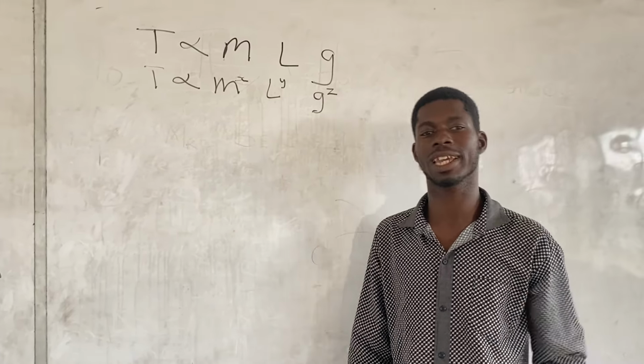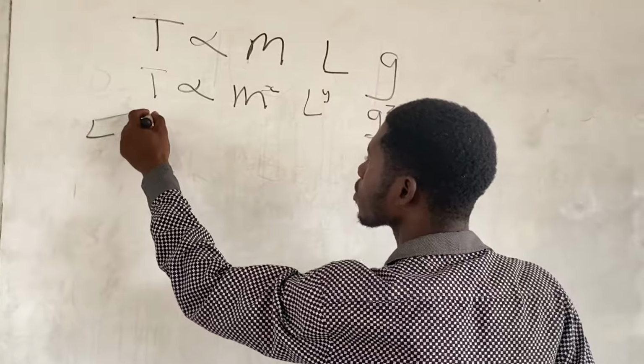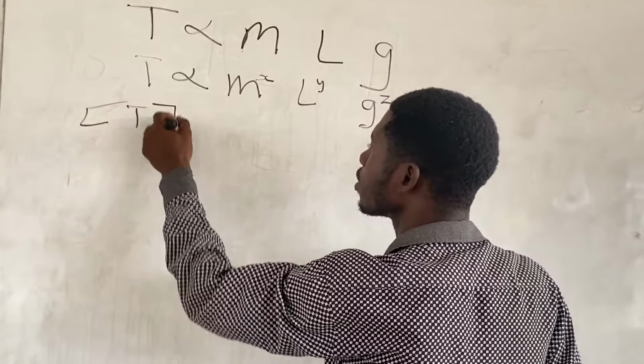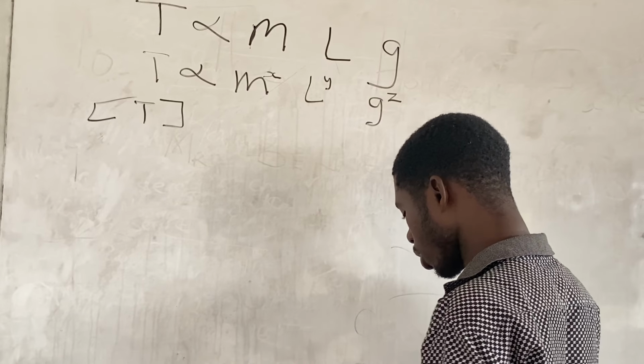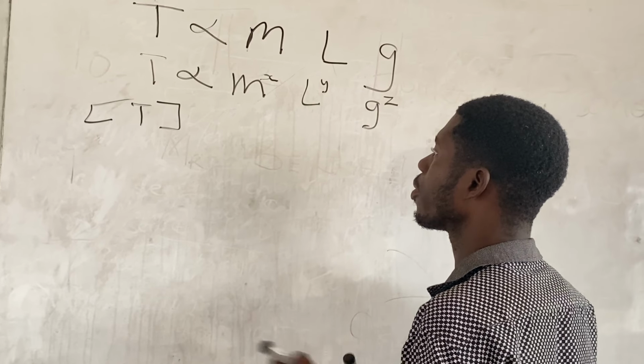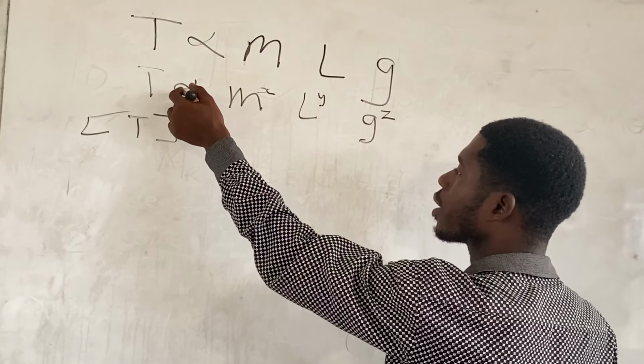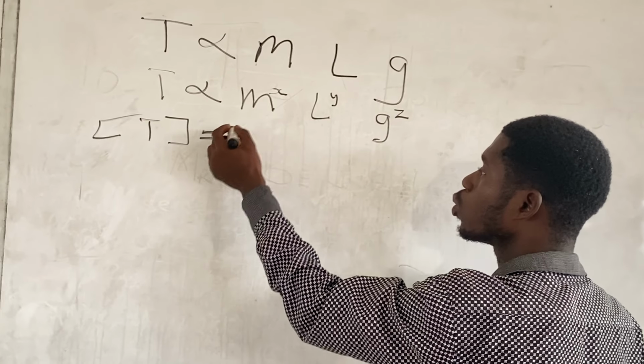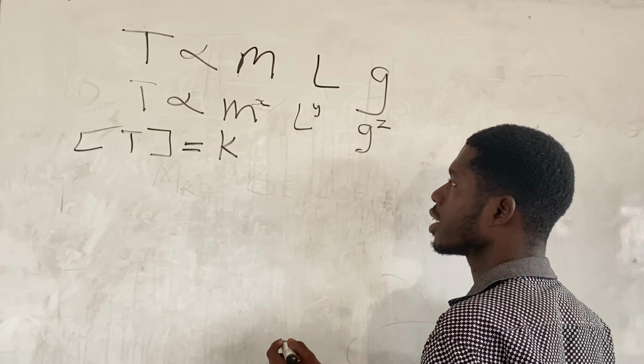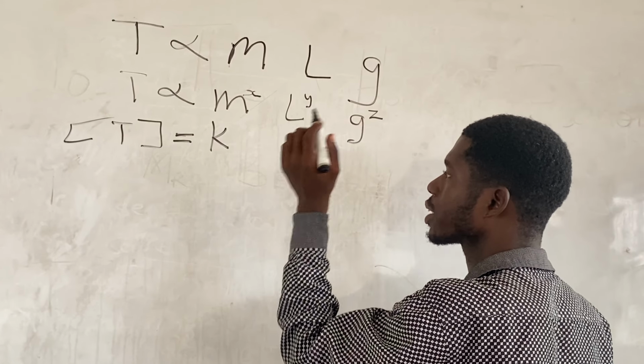After that, you take the dimension of the period, that's the T here. You take the dimension of the period equal to, because of this proportionality symbol, we are able to bring equal to and a K, K being a constant.